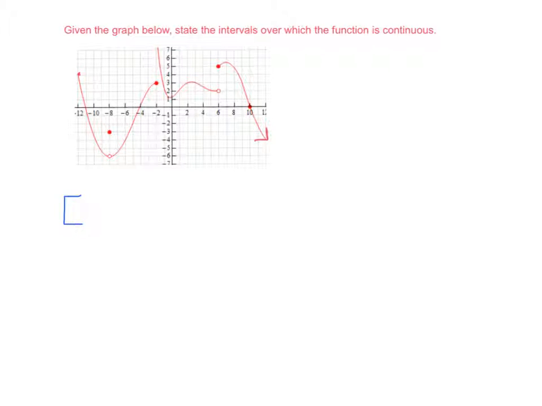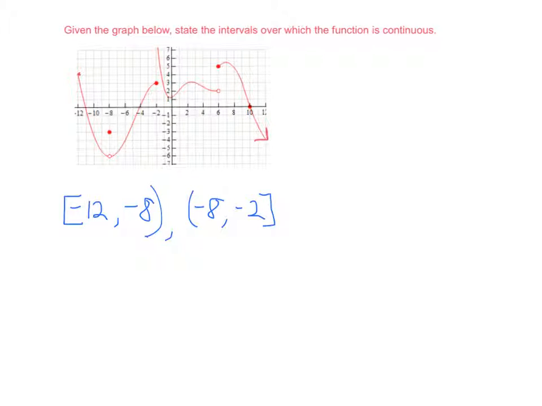And so we have a bracket, -12. And you can see that it travels along until there is a break. There's a hole at -8. Because that's an open circle, we're going to use a parenthesis. Then it picks up again at -8 and continues on until -2 with a bracket because it's a closed circle.